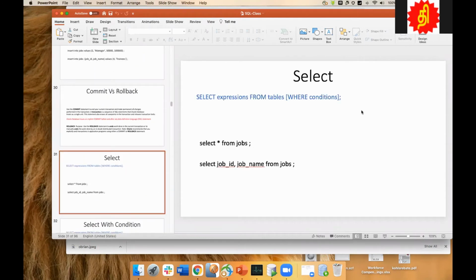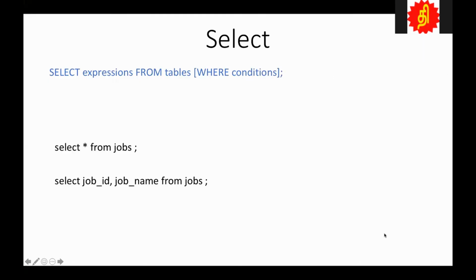Now we are coming back to select. I'm doing a select star from jobs. The star, as I said, is a wildcard character. It means every column. The same thing you can do here, job ID, job name from here. Whenever you are using it practically, you always use this way, not that way. But whenever you are just looking at something, that is fine.